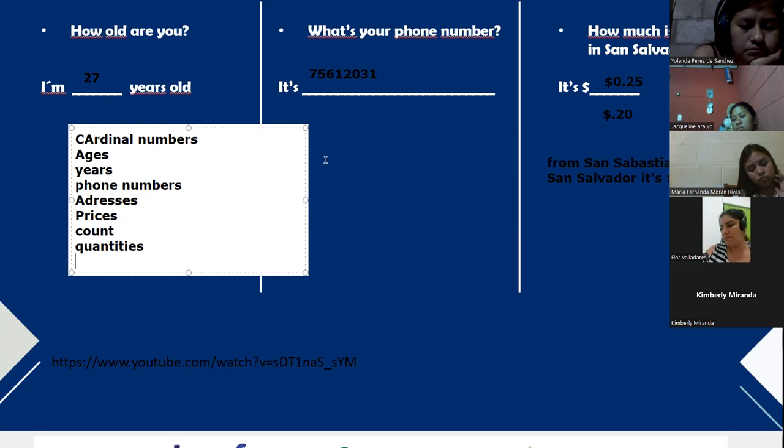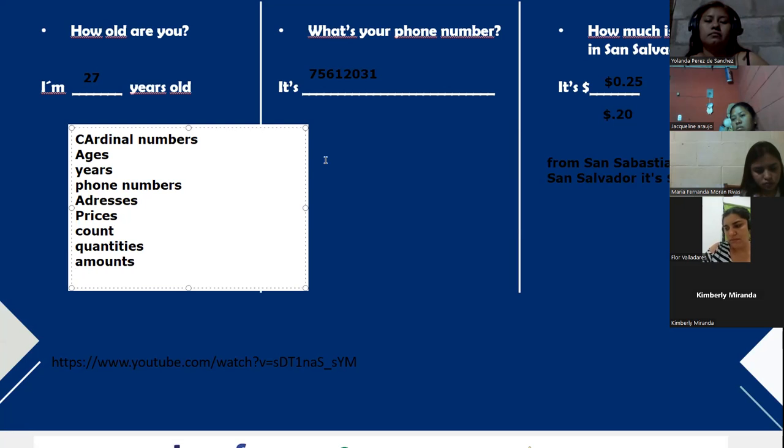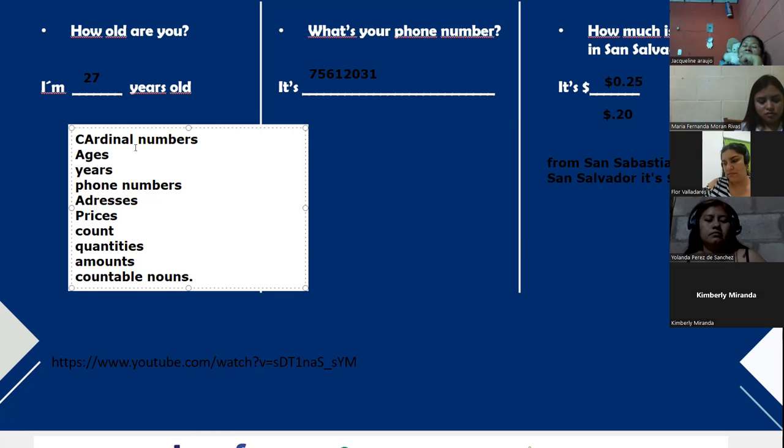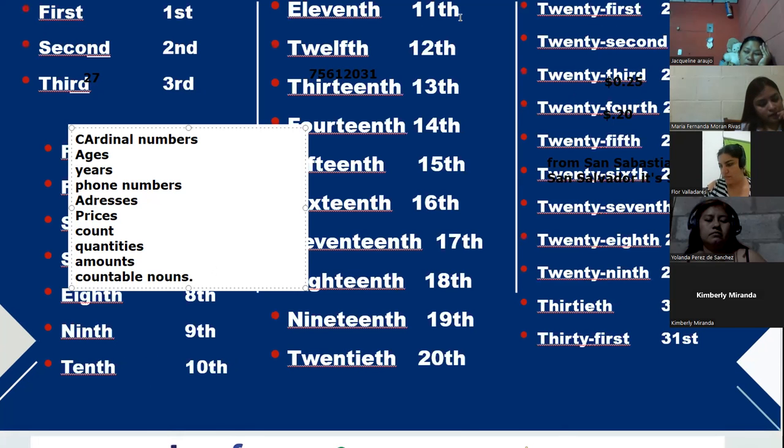I love to say the letter T, this is why I was explaining that at that time. So quantities and amounts, yeah, amounts. We could say that we use these for any other countable noun, right? So we use the cardinal numbers for those things, but we don't use the cardinal numbers to state the date. Never, ever. The date is given in the ordinal numbers.